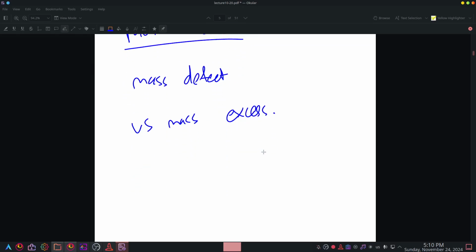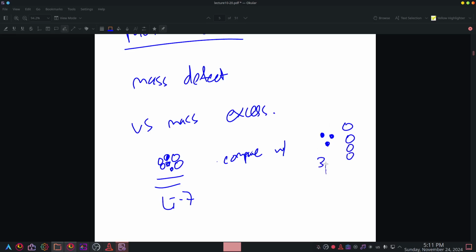Mass defect we already explained before. We take the mass of this lithium-7 and compare it with the mass of the 3 protons and 4 neutrons. This is the mass defect.